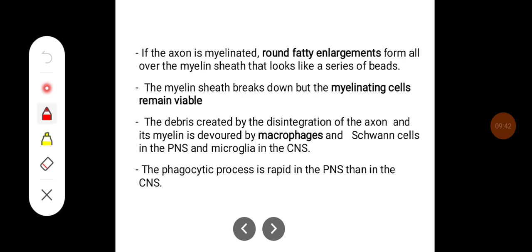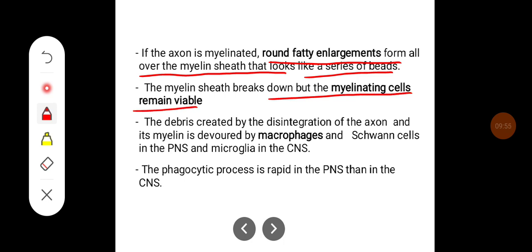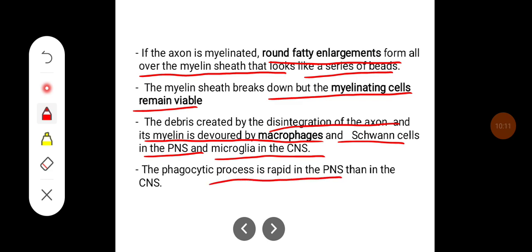If the axon is myelinated, round fatty enlargements form all over the myelin sheath that look like a series of beads. The myelin sheath breaks down, but the myelinating cells remain viable. The debris created by the disintegration of the axon and its myelin is devoured by macrophages and Schwann cells in the peripheral nervous system and microglia in the central nervous system. The phagocytic process is more rapid in the peripheral nervous system than in the central nervous system.